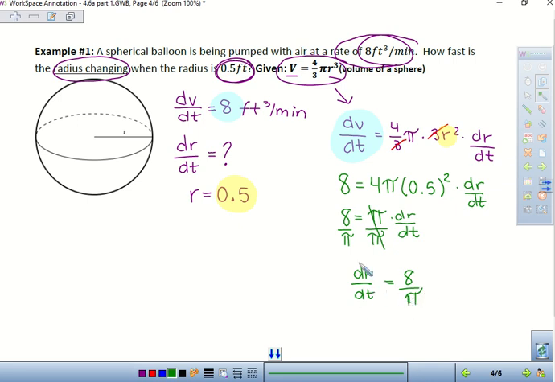So it's going to be the radius with respect to time. What would be the units for the radius? Feet. But it's with respect to time, so it's feet per what? Minute. So any length of any sort is going to be that unit without squared, anything like that. Anything that's an area is going to be squared, and anything that's a volume is going to be cubed.